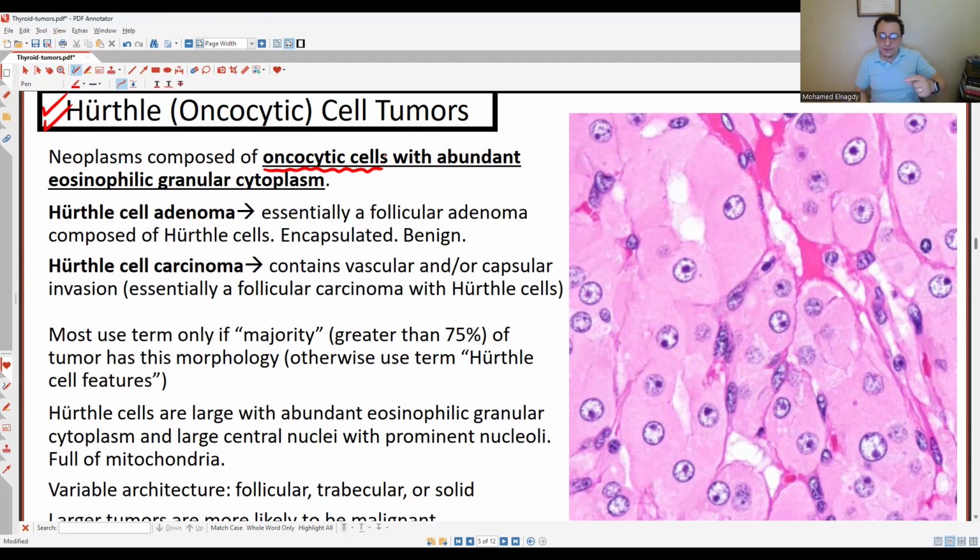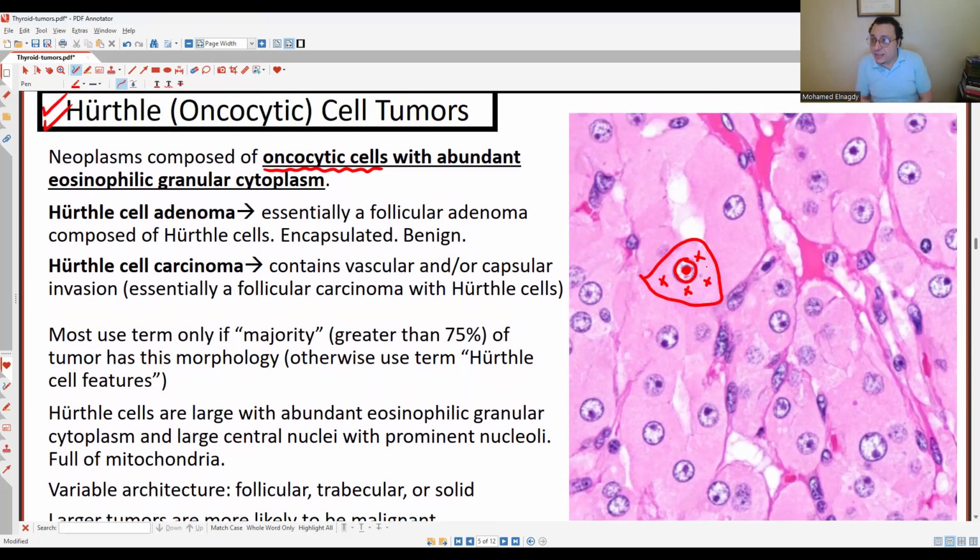What's an oncocytic cell or Hurthle cell? You told me already yesterday. It's a huge cell with a huge amount of cytoplasm. The cytoplasm should be pink granular, or eosinophilic granular cytoplasm. And the nuclei are very rounded with prominent nucleoli. See, rounded nucleus, prominent nucleolus, huge cell. Maybe it's this one. So a huge cell with a fairly good amount of eosinophilic granular cytoplasm. That's how a Hurthle cell looks.